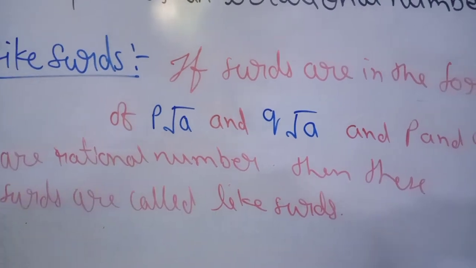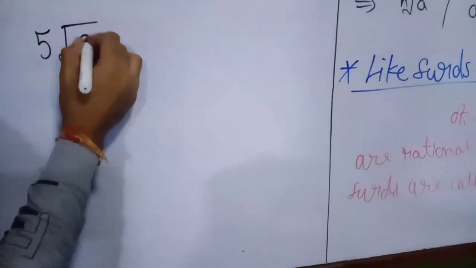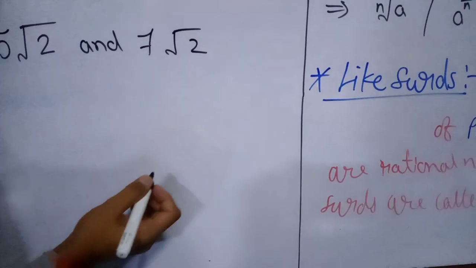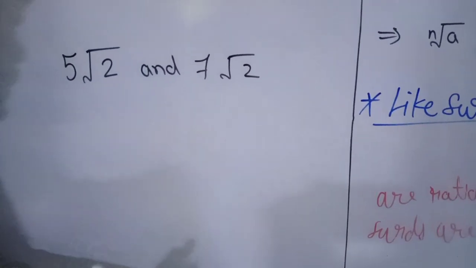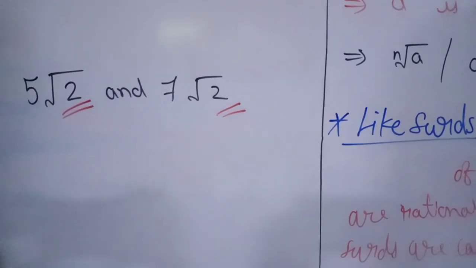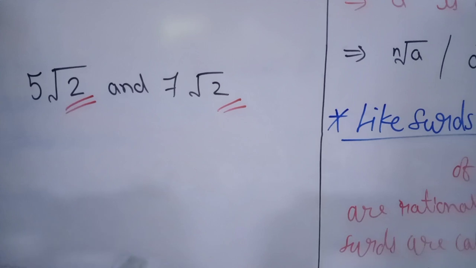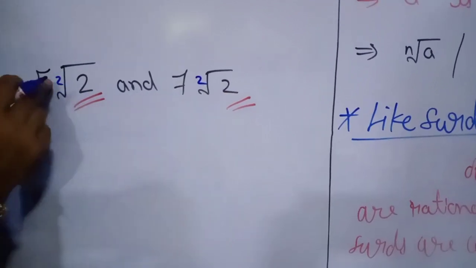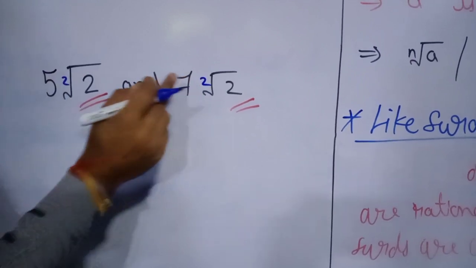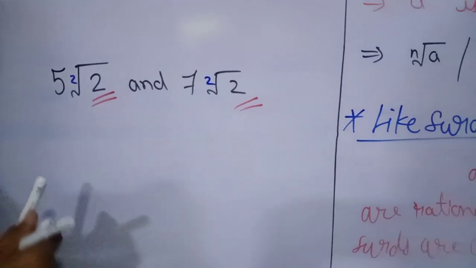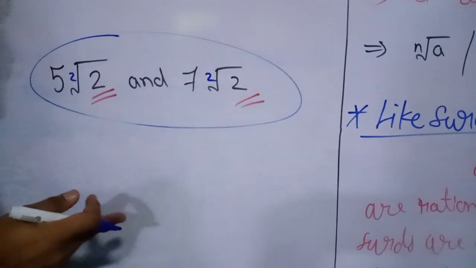For an example, see over here. Here we have 5 root 2 and 7 root 2. You just need to see that within the root we have the same radicands and the order of the surd is the same. Here we have the order 2, here also the order 2, here we have the radicand 2, here also the radicand 2. So we can say these two are like surds.